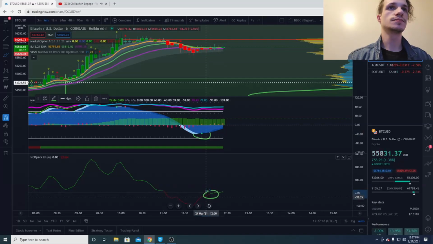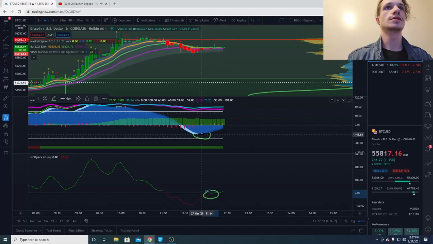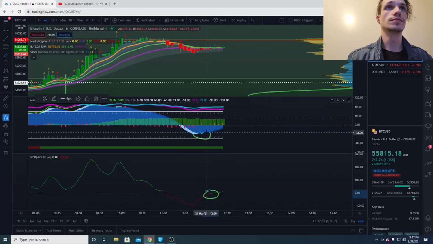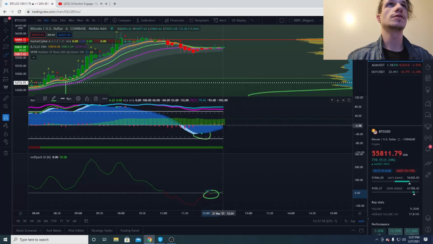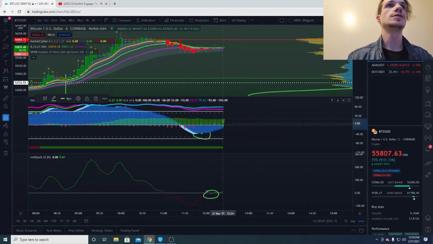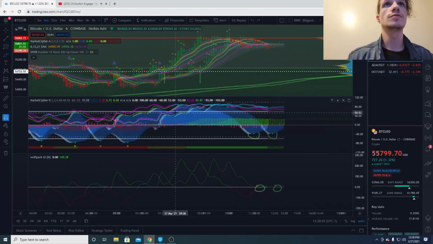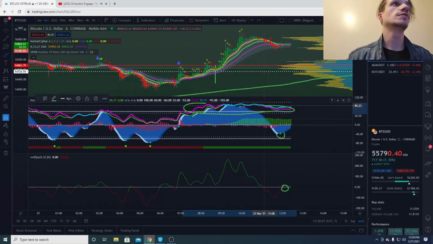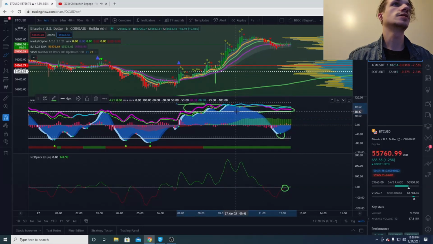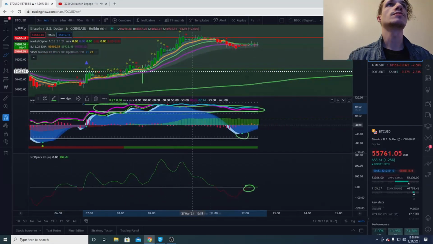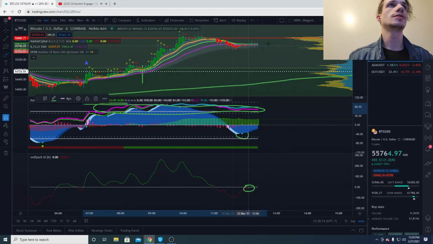But we have a confirmation right here. Red to green going up. We got a green dot. That's saying, okay, possible bottom or bottom, however you want to look at it. We have our confirmation that our VWAP is pointing up, and we also are above this 60 line, and we're just holding above here. We're uptrending, but we are consolidating right here.